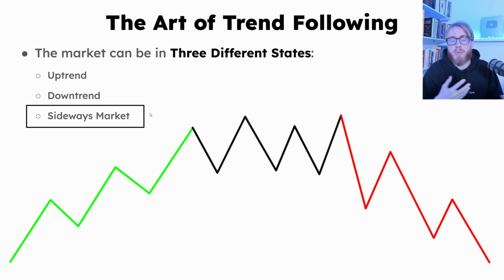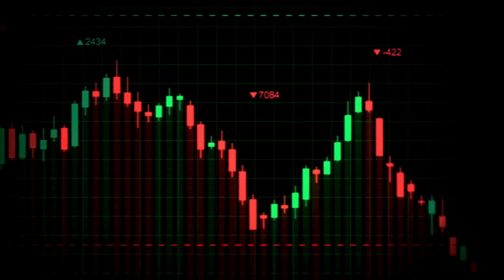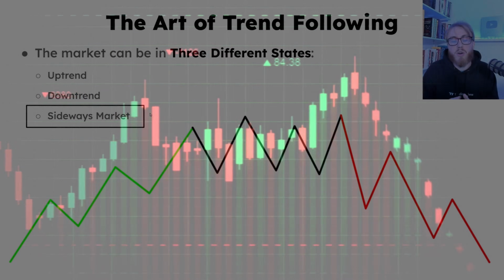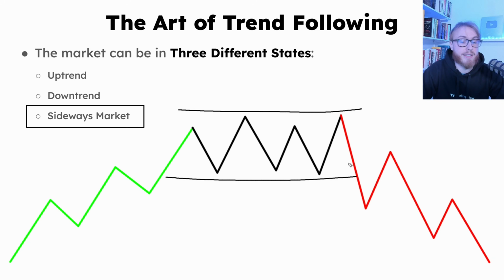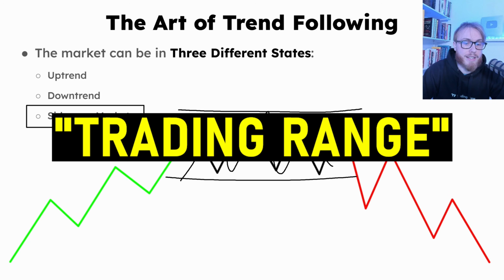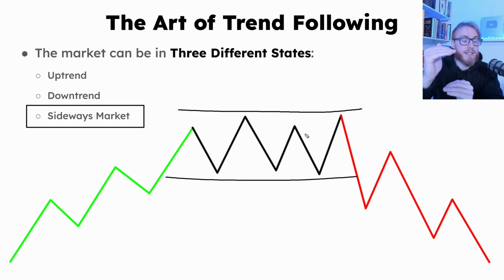And a sideways market is like a broad term for all states that are not an uptrend or a downtrend. So this black part right here could be an example of a sideways market. Here you can see it looks like we have a trading range where the price is confined between a resistance level and a support level.